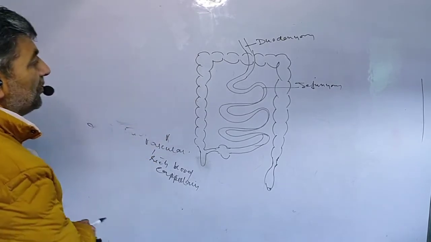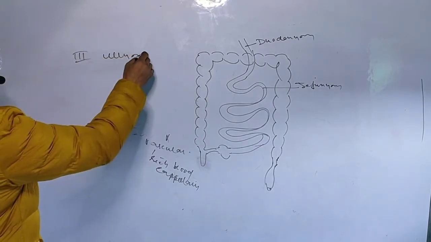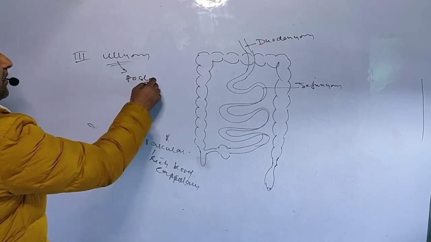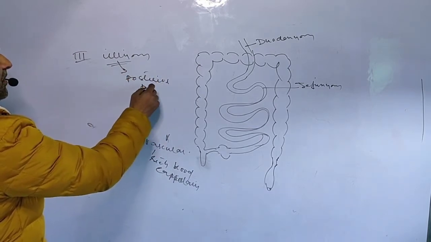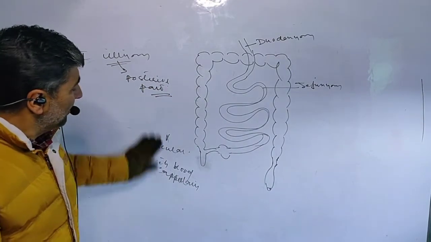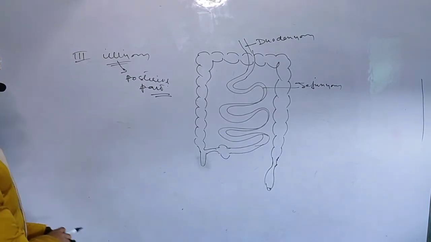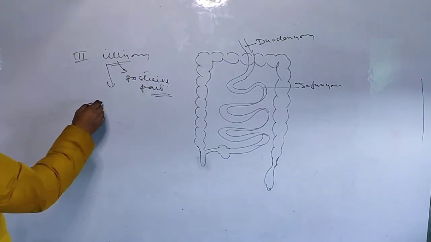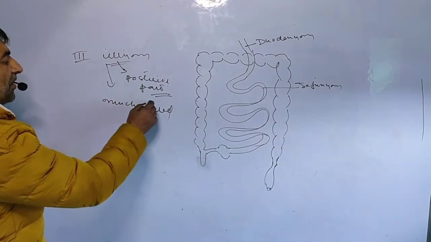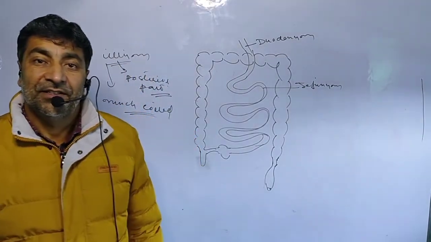Now the third part is ileum. It is the posterior part of small intestine. First part is duodenum, second part is jejunum, and third part is ileum. It is much coiled, a highly coiled part.